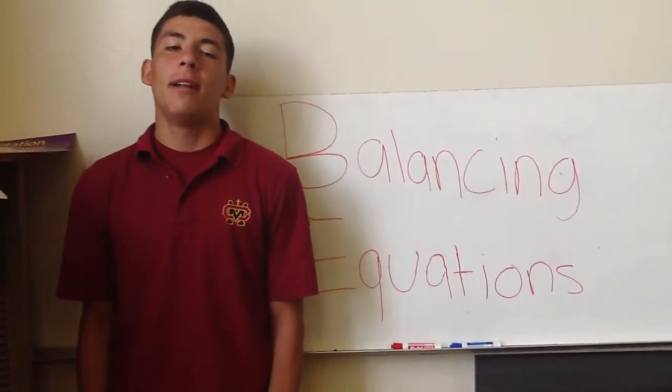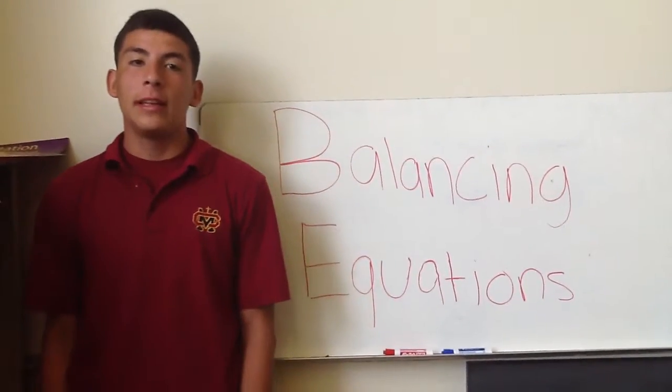There are two steps to balance equations. You have to get the reactant formula into the chemical formula. Balancing is important because it follows the law of conservation, and the law of conservation states that matter cannot be destroyed or created.